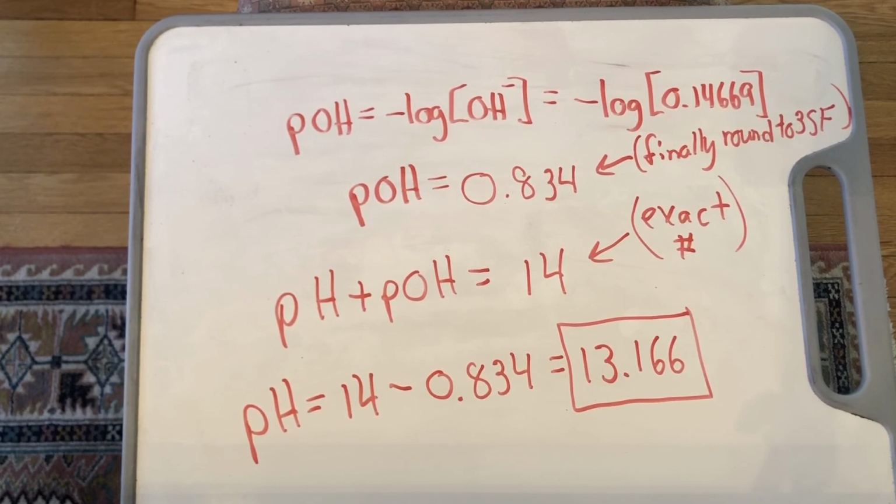And then in order to solve for the pH, we use the equation pH plus pOH equals 14. Remember, 14 is an exact number. And so the pH will be 14 minus 0.834, which is 13.166. Remember, pH above 7 means that it's a basic solution. So this makes sense. It's a very, very basic solution. All right, so that's how you solve it. That should help you answer some of the harder questions on the worksheet.